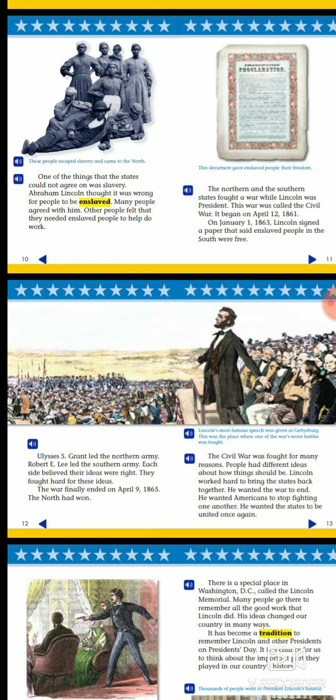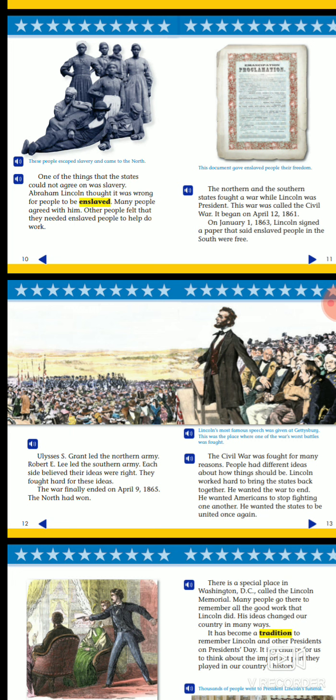Abraham Lincoln thought it was wrong for people to be enslaved. Many people agreed with him. Other people felt that they needed enslaved people to help them work.